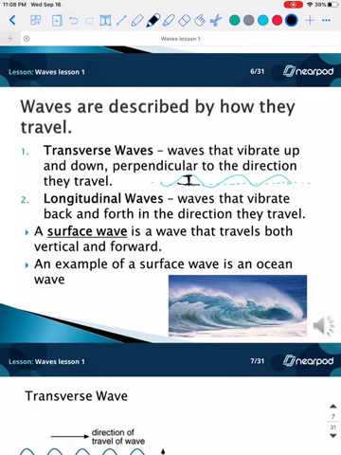Longitudinal is going to be parallel. So the longitudinal waves, see, these move more side to side. Yeah, so that's how those are moving. And a surface wave, like the wave we're most accustomed to, is a wave that travels both vertically and forward. So when you're at the beach, you're like, oh, lovely beach day, and you see a wave coming. The wave is not going to just go straight up and down. No, they're coming forward and they still have a little bit of height on them. Because it has both, that's what makes it a surface wave.